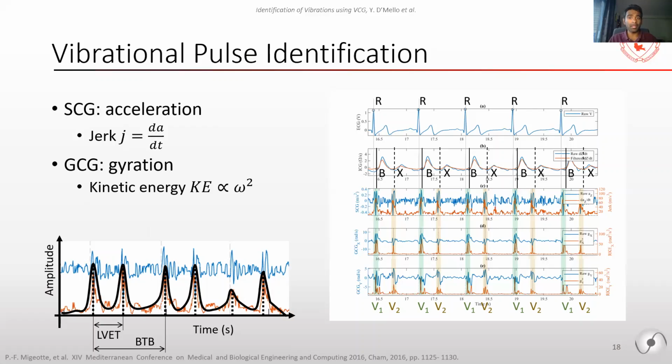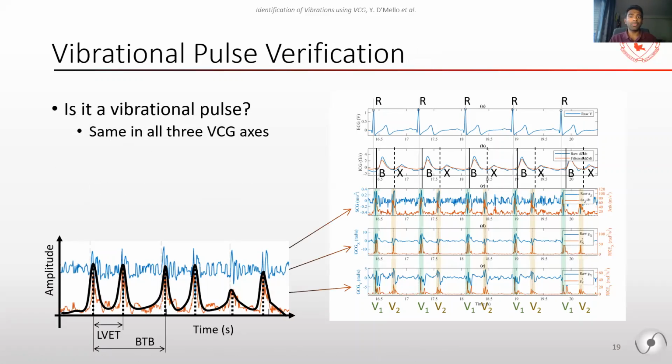So for the next step, how do we know that these Lorentzian peaks have actually identified a vibrational pulse? If we look at the three VCG axes, we can see that there's a peak in each axis. And these peaks happen at around the same time. This tells us that they're measuring the same thing, which, considering the nature of jerk and RKE, could only really be a vibrational pulse, or interpreted as so.